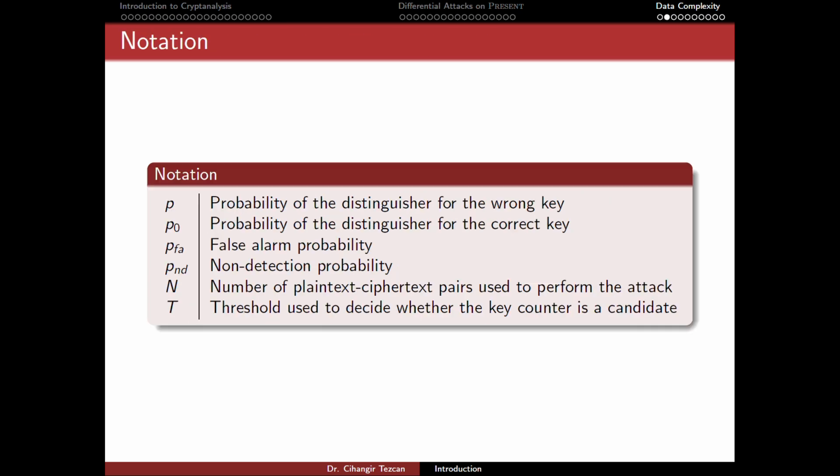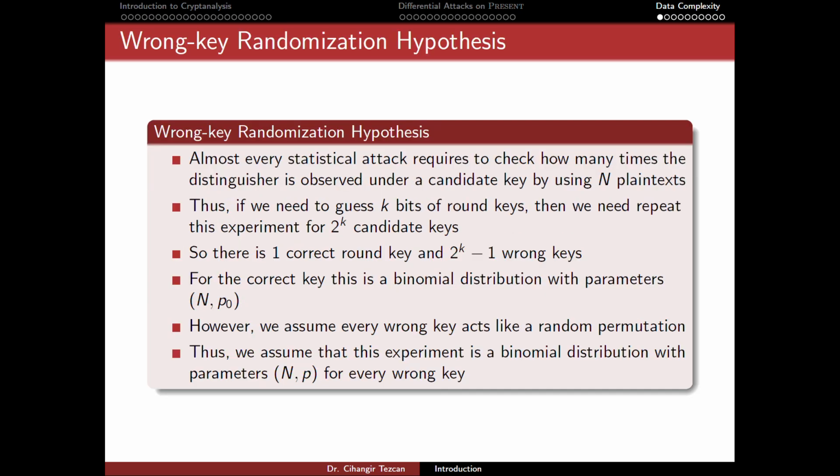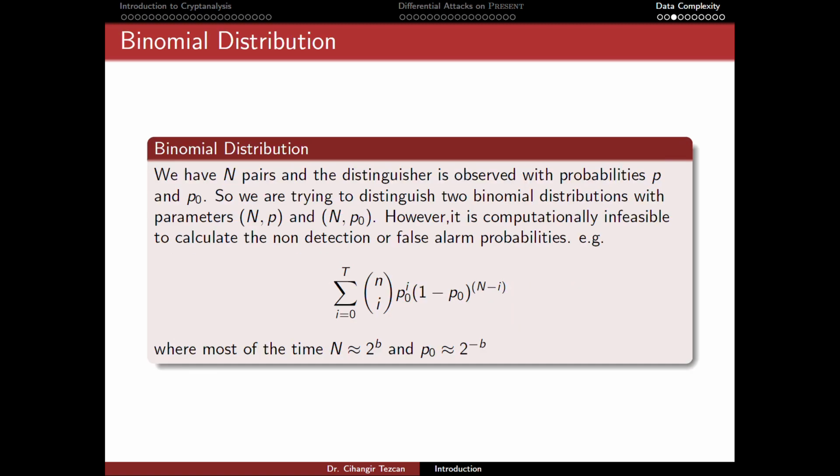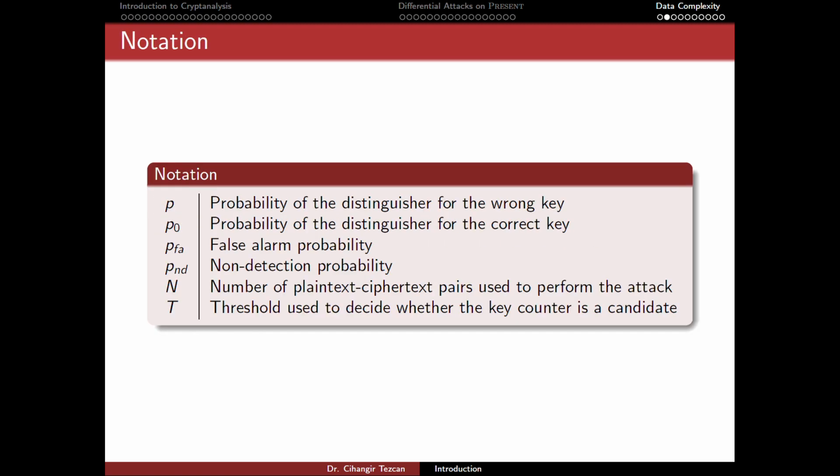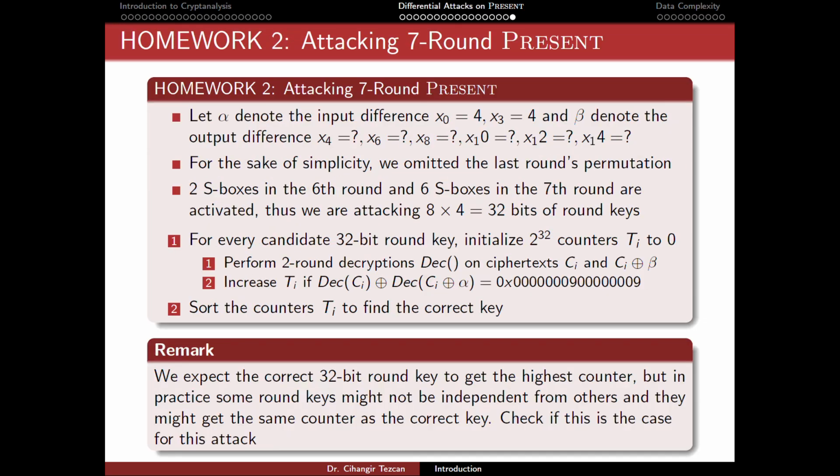Okay, then we will see if this wrong key randomization hypothesis is really correct in practice. Okay, but when homework 2 is finalized, I will post it in the Auto class so you will see it.